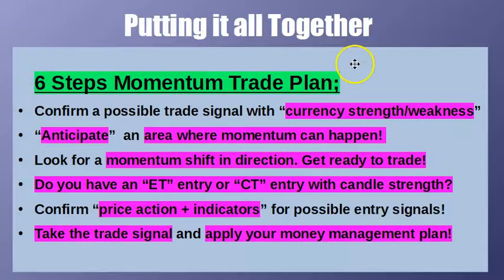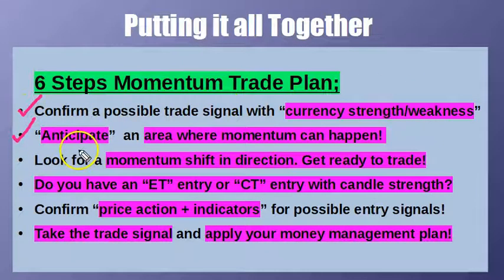Now, in summary, putting it all together, there is a 6-step momentum trade plan. This is what I do when I'm looking for trade setups. The very first thing, I want to confirm a possible trade signal with the currency strength and weakness. We do have an indicator that I sent out to everyone a while ago. It's the currency strength meter that we're using, and we're looking to see which individual currencies, not currency pairs, are gaining in strength and which individual currencies are weakening. Then basically we want to trade the strong versus the weak. So that's the very first step when we're trading with momentum.